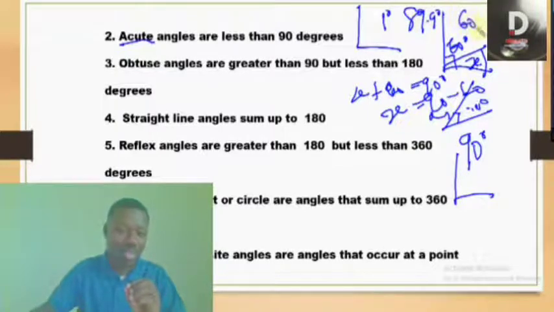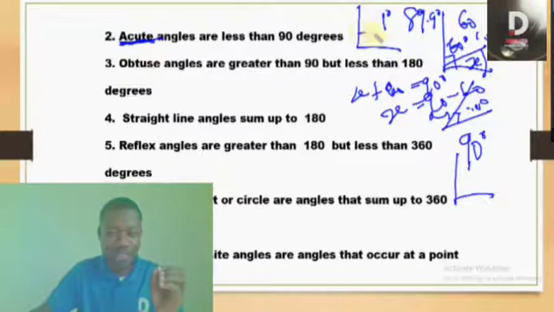60 degrees, 20 degrees, 10 degrees, 5 degrees, they are all acute. They all fit into the right angle. Like I said, it is a fundamental angle. So any angle that can fit into it is an acute angle. Acute, to fit into. Now the next type of angle is the obtuse angle.